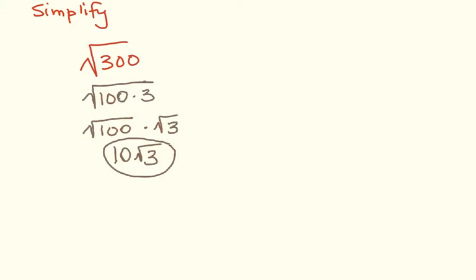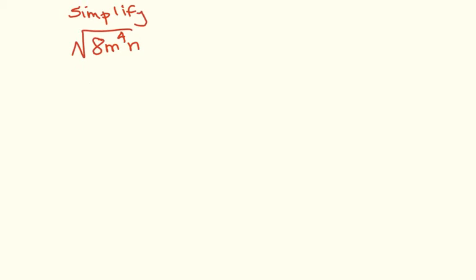We don't write a multiplication sign in there because it's understood. And there are different ways to say this. This could be read as 10 root 3, 10 square roots of 3. So you'll hear it in different ways.